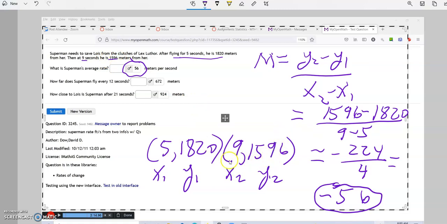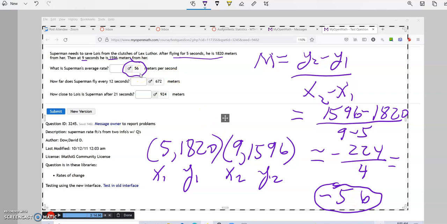So this would be x1 and y1, and this would be x2 and y2, okay? So take y2 minus y1, 1596 minus 1820, divided by 9 minus 5, which is 4. Okay, 1596 minus 1820 is negative 224. 9 minus 5 is 4, and negative 224 divided by 4 is negative 56.